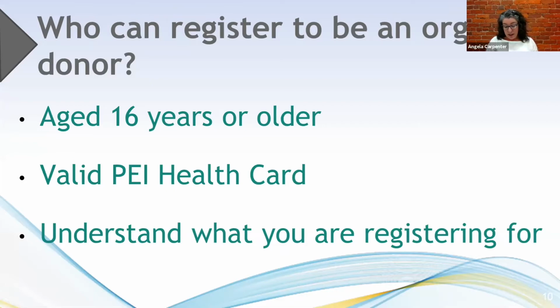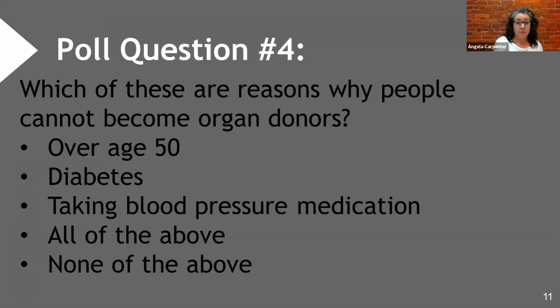So, if that's all you need to register, then why aren't there more donors? There are medical criteria that have to be met, and so that leads us to question number 4. So, which of these are reasons why people cannot become organ donors? They're over age 55, people with diabetes, people who are taking blood pressure medication, all of the above, or none of the above. None of the above. So 3/4 of you guessed that. That was really good. Or maybe you didn't guess, maybe you knew that.